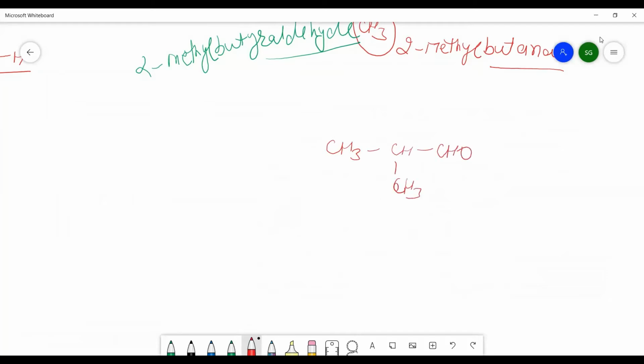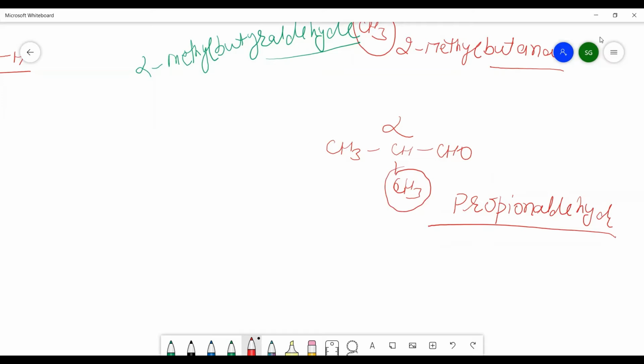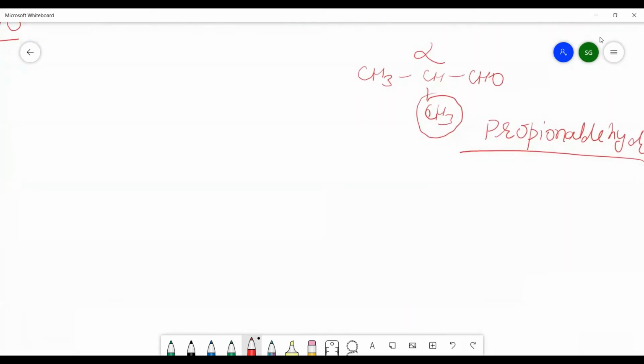In the next one, suppose you have CH3, CH, CH3 and CHO. This type of compound is very simple. It is alpha methyl propionaldehyde. The IUPAC name is very simple, you may write it by yourself. It is 2-methyl propanal.